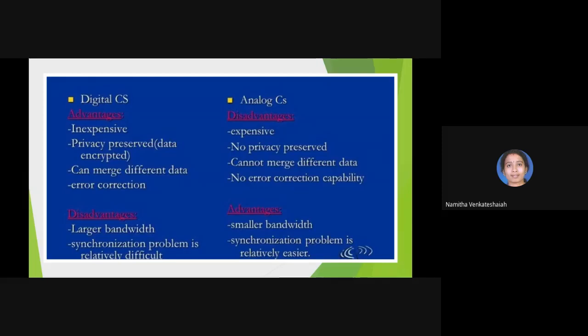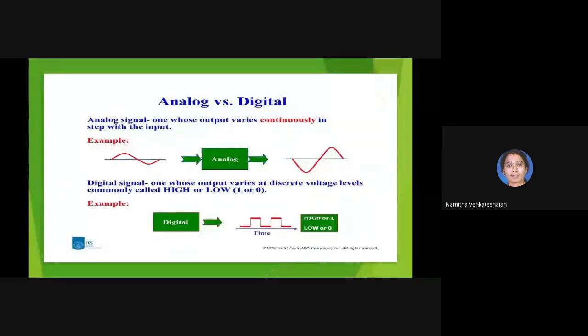So the advantages of digital circuits are that it is quite inexpensive and can merge multiple data. Similarly, the disadvantages of analog circuits are that it is expensive, no privacy is preserved, you cannot merge different data, and error correction has less capability, whereas in digital circuits error correction has higher capability. It's not in your syllabus right now, but just for general understanding, you have to know this.